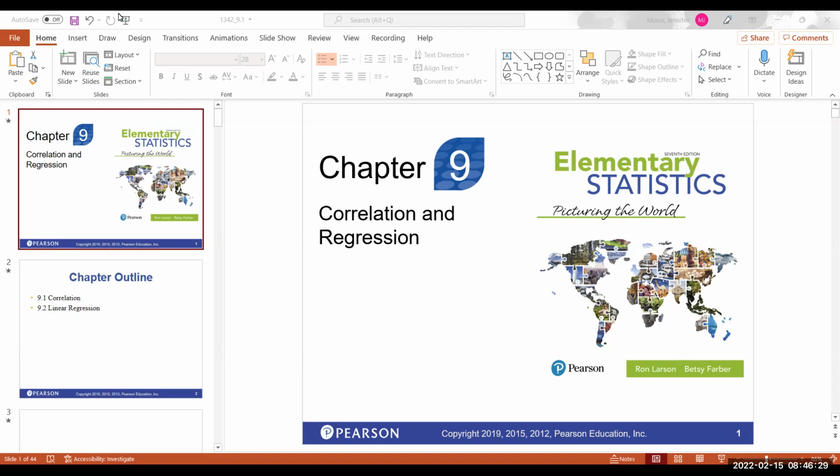Okay, y'all. So today is the 15th, which is Tuesday, and we're going to go over the 9.1 correlation and regression PowerPoint, all of the slides. There are a lot of them, and I don't actually have the technology to show you me working on my calculator. I'm not even going to lie to you.